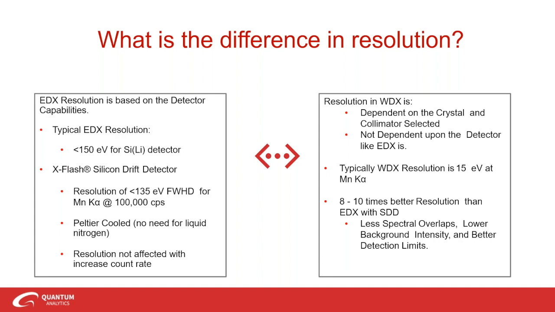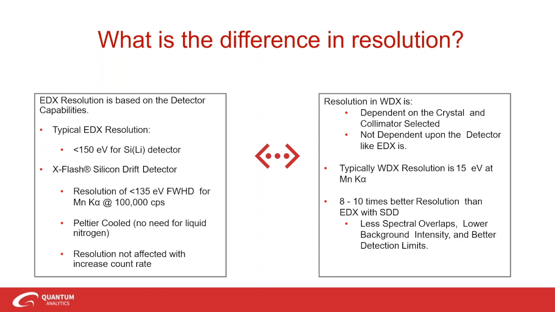As an example, you measure this at full width half max for manganese K alpha at about 1,000 counts per second, and that's about 135 there. You've got to measure something, and that's what you'll see. It's Peltier cooled, so there's no need for liquid nitrogen on this detector, and the resolution is not affected by an increase of the count rate.